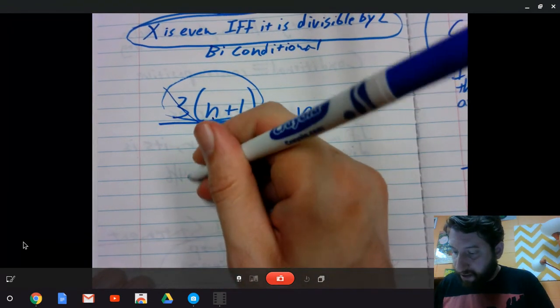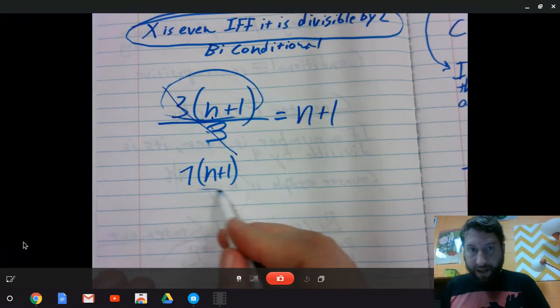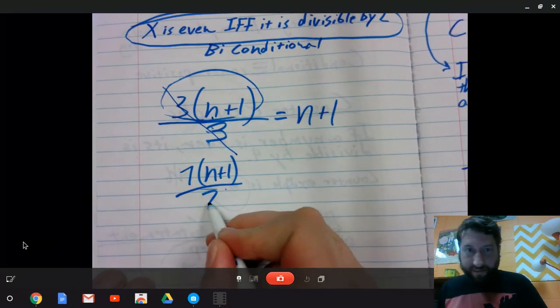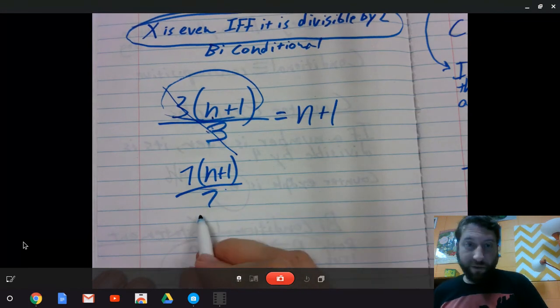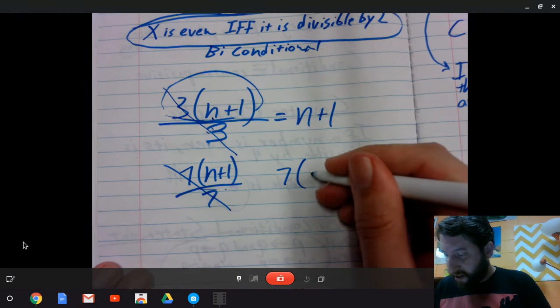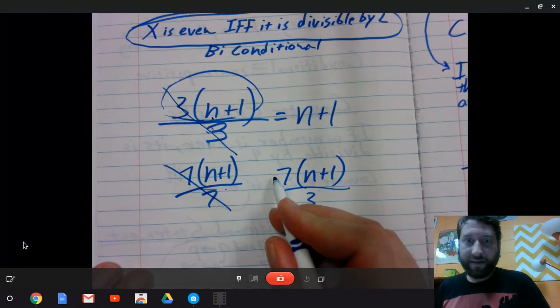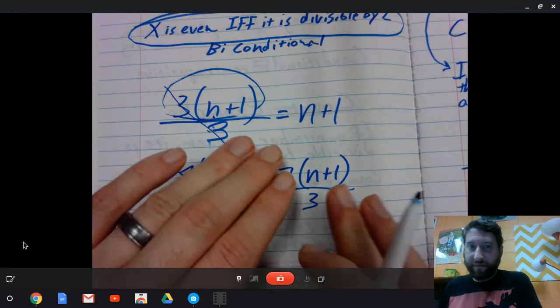If I had a term like this, let's say, I don't know, 7 times n plus 1. Well, if you can get it like that, then yeah, it's divisible by 7. Is it divisible by 3? No. I can cancel out the 7s. But if I had 7 times n plus 1 divided by 3, well, I can't cancel that because these two are completely different. All right, so that won't work.